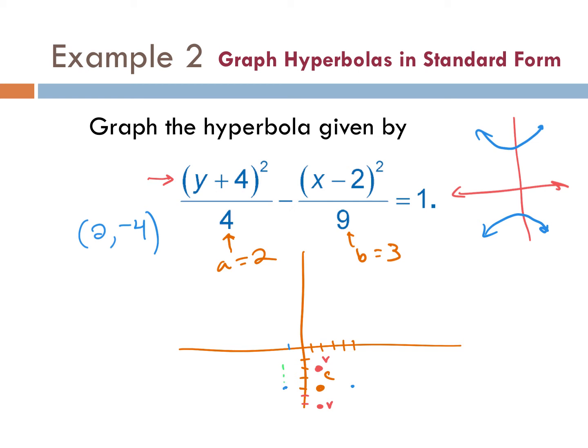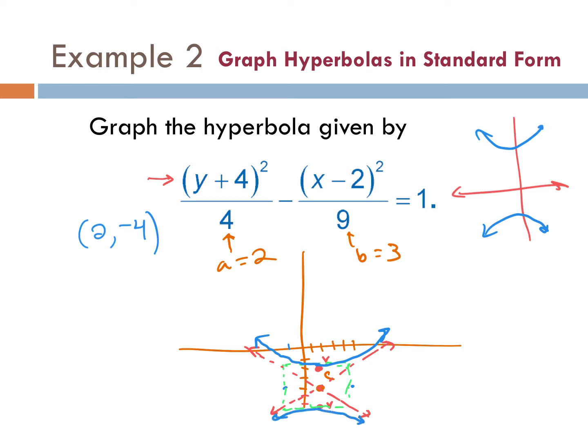And then if I draw my rectangle out of the a and b values there, that allows me to then sketch my asymptotes through those diagonals. So you're going to have one asymptote going through the center through those diagonals, and then another asymptote going through the center between the other set of diagonals. But remember, your orientation is going to be vertical, so we know the hyperbola is going to look something like this, where it hugs the asymptotes and goes through the vertex point there.